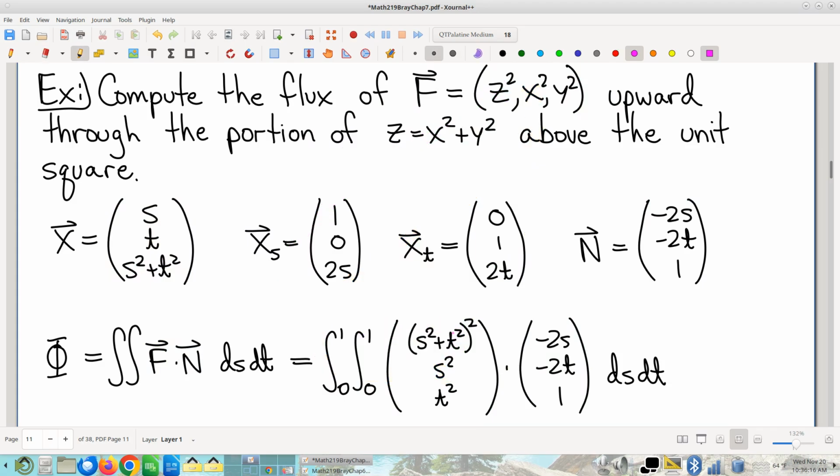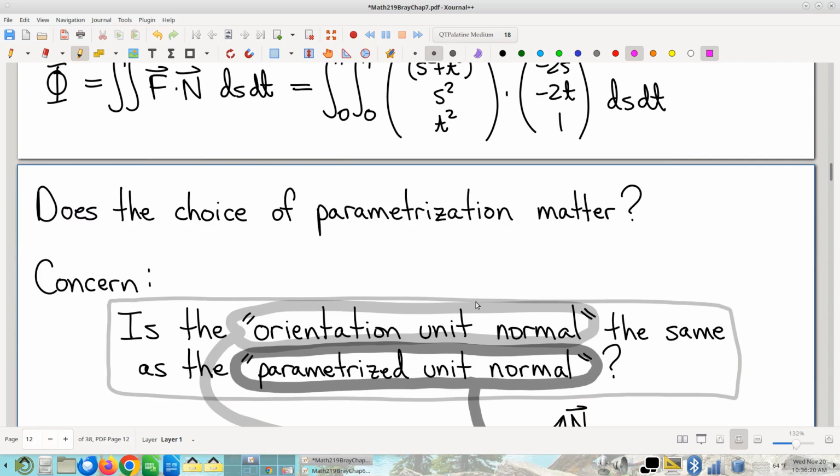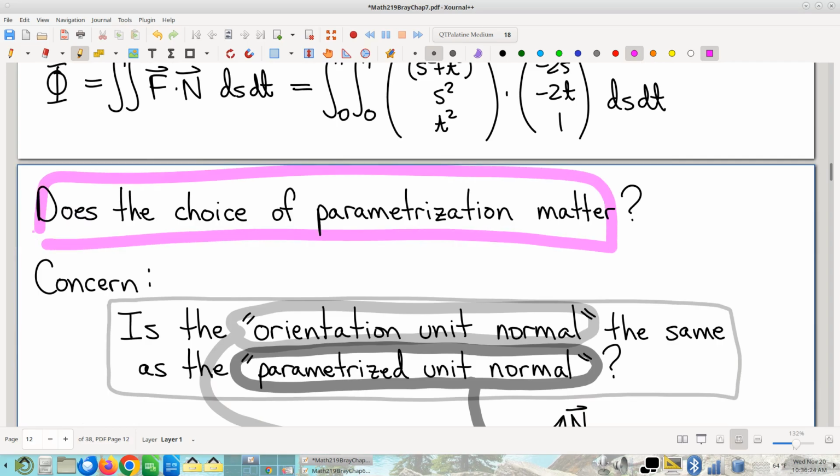All right. So, as we have in the past, let's think about the question of whether the choice of parameterization matters. Let me remind you, we've entertained this question several times previously. When we were talking about scalar line integrals, does the parameterization matter? The answer was no, it doesn't matter at all. Knock yourself out, go crazy. Whatever's your favorite, whatever's the most convenient parameterization, fine.